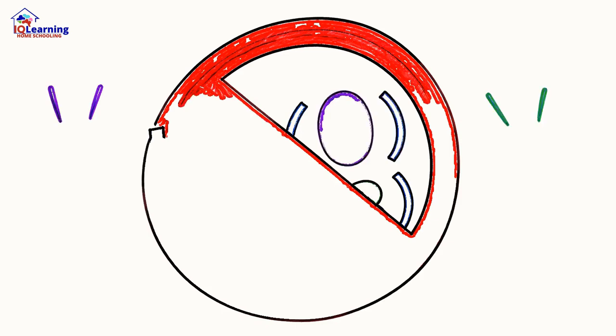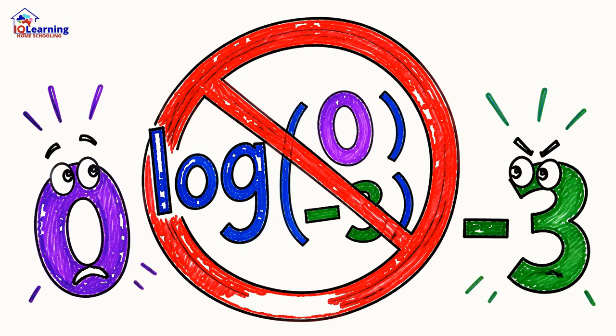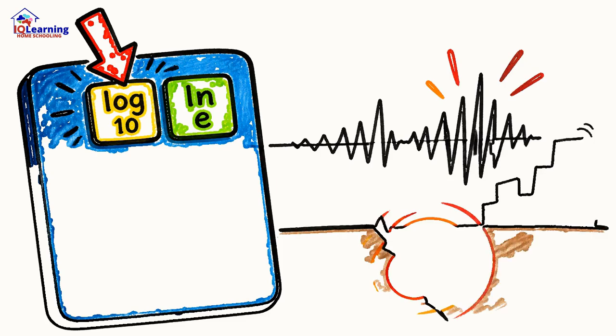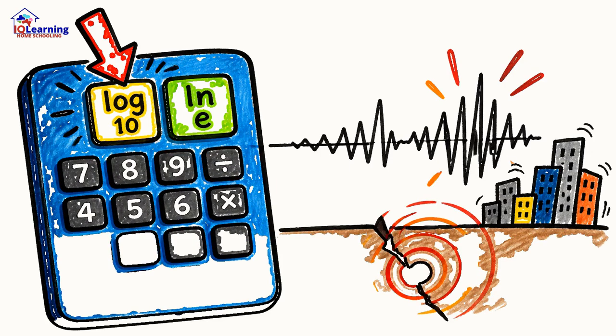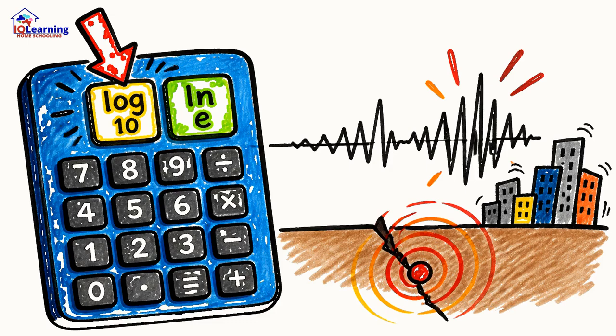There are a few ground rules. You can't take the log of a negative number or 0. It's undefined. And while a log can have any base, 2 are so common they get their own buttons on your calculator. There's the common log, written as just log, which assumes base 10. It's the language of the Richter scale for earthquakes.